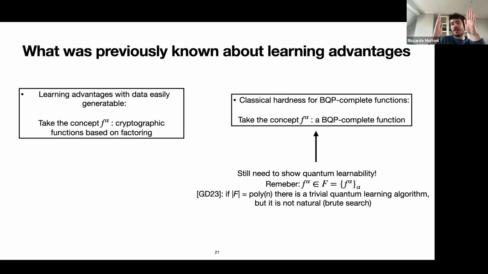if I take my concept class to be of polynomial size, so I only have polynomially many functions in my set F, then the quantum algorithm can perform a brute-force search and see which of the functions fits the training data. However, we are not really happy with this because this doesn't model what is in a physically relevant task. You usually do not have a polynomial-size concept class.